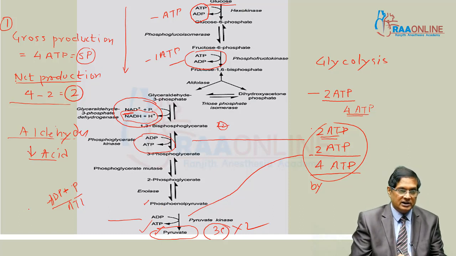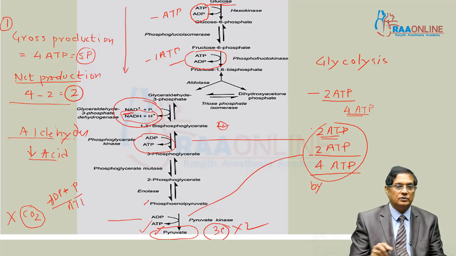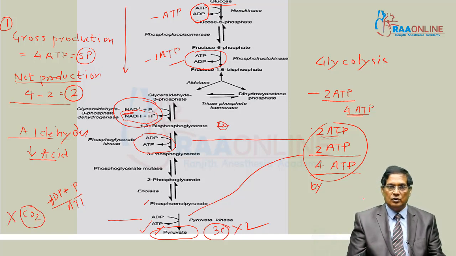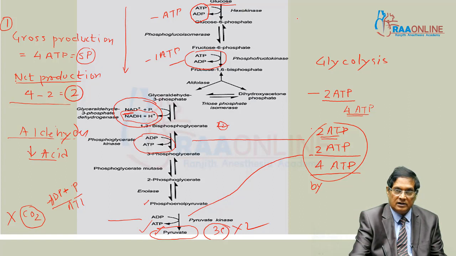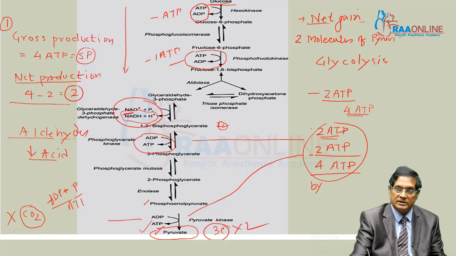Carbon dioxide does not evolve in glycolysis. There is no evolution of CO2 in glycolysis. So we can write the net gain of the overall process of glycolysis: 2 molecules of pyruvic acid, that is the net gain.